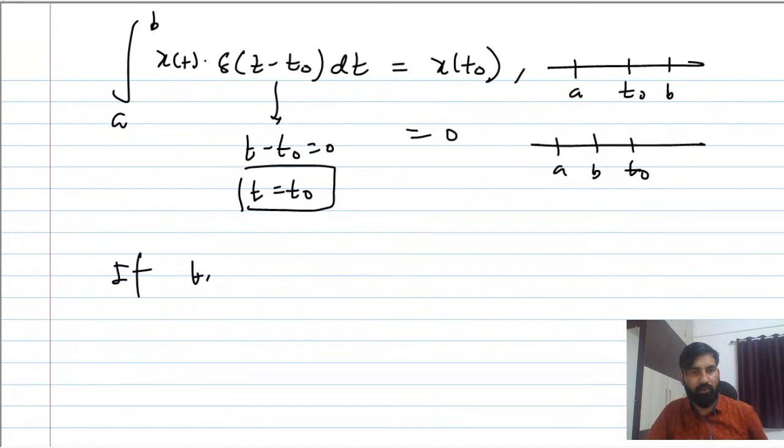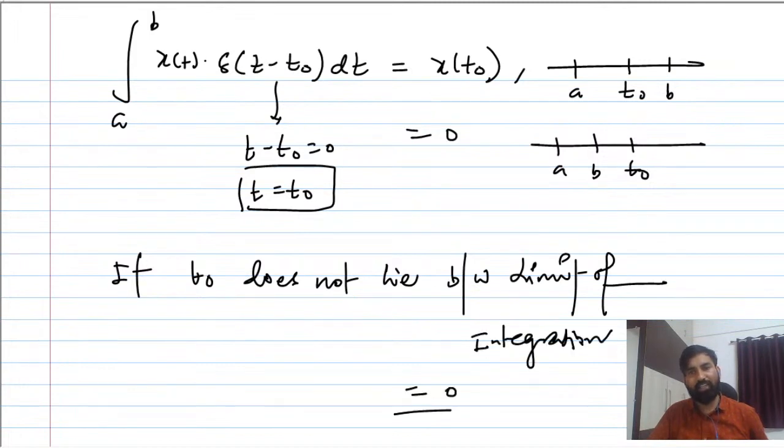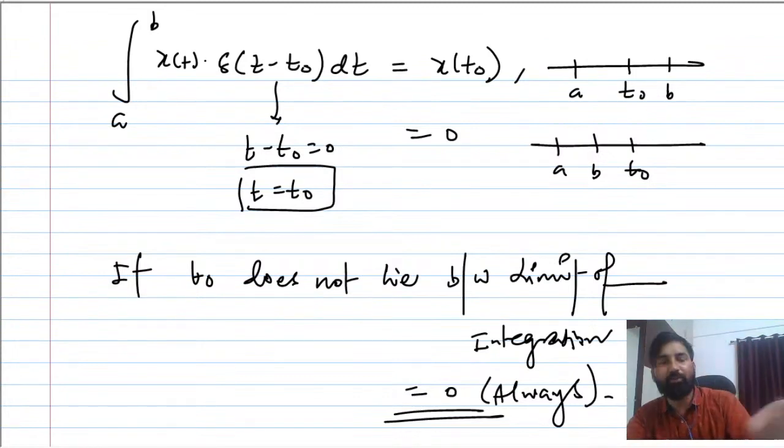If t naught does not lie between the limit of integration, then your answer will always be 0, always. So in the shifting property, there are two concepts: one is the product property, which is happening inside the integral, and then the area property.